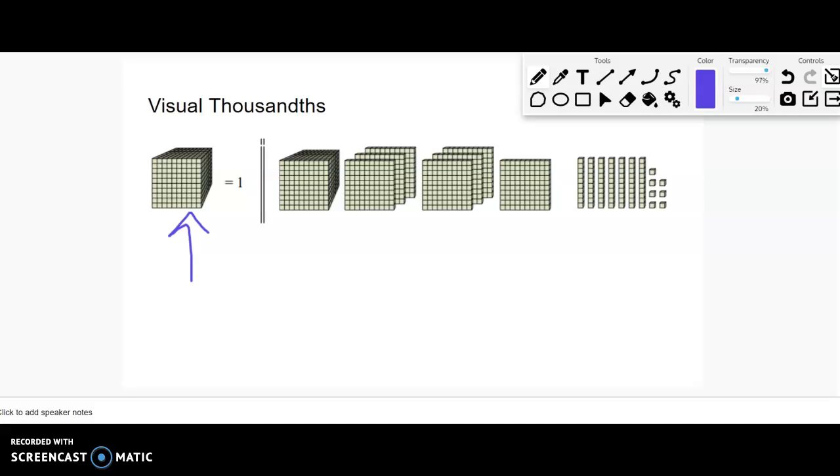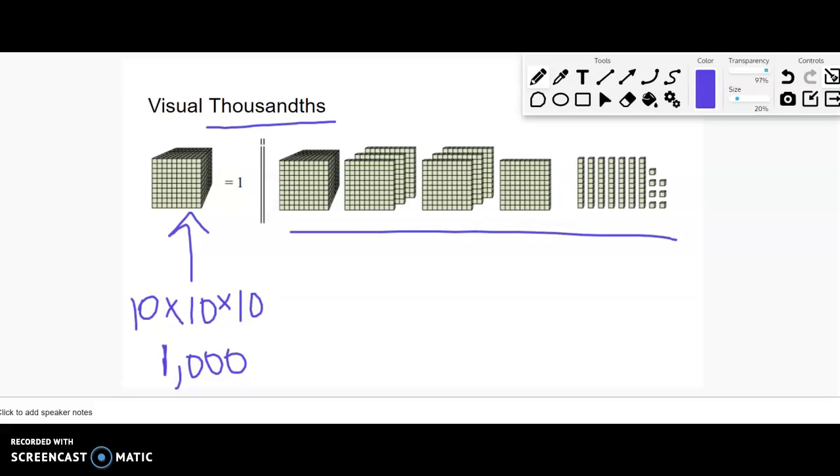If you can imagine a cube that's 10 by 10 by 10, that is our whole. So how many pieces are in there? 1,000 pieces. So each of them is a thousandth. Each one of them is a thousandth.